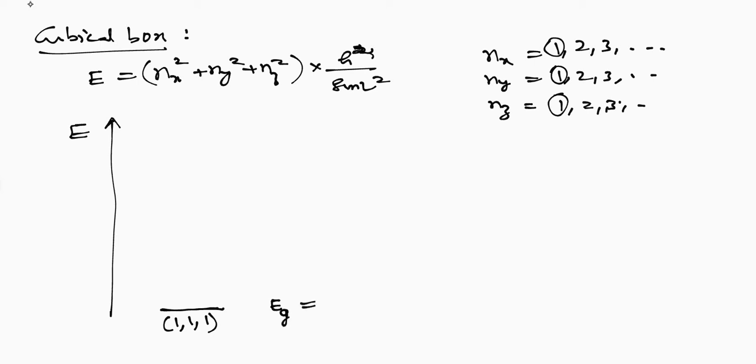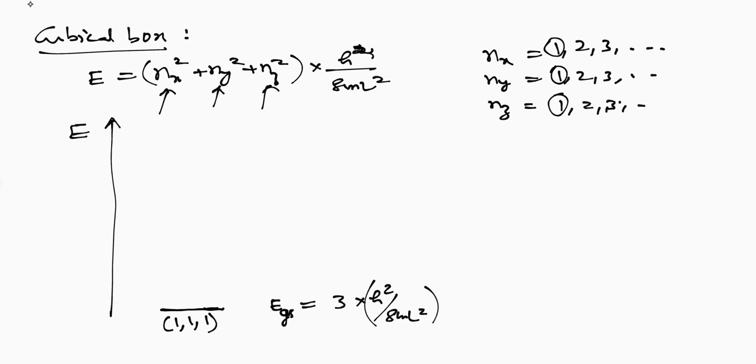So what is the ground state energy? The ground state energy is 3 times h square by 8 m l square, because nx is 1, ny is 1, nz is 1. If you place 1, 1, 1 here, you'll get 3 times h square by 8 m l square. This is the ground state energy. And in the ground energy level, we have only one state. So this is actually the ground state.